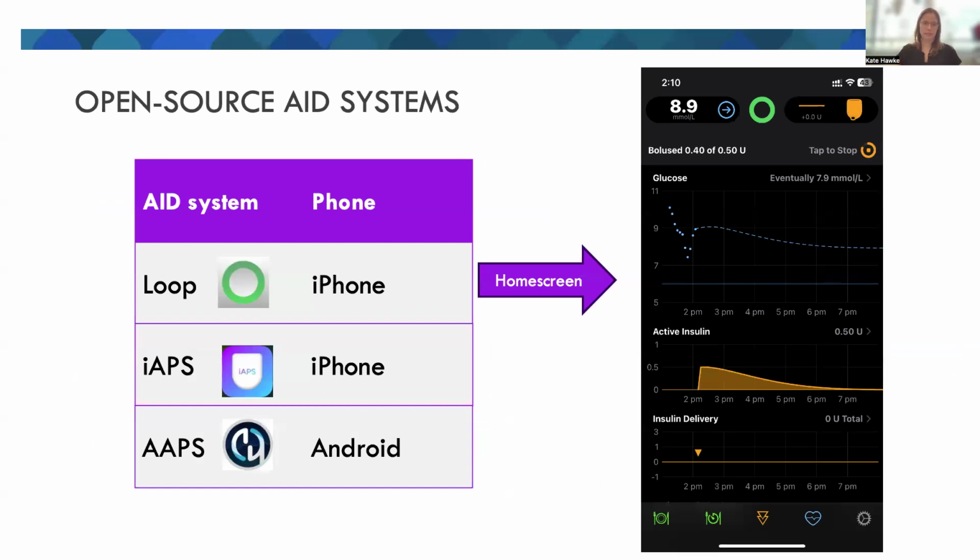Coming to the open source AID systems, there's really three that we see in common usage, those being Loop, iAPS, and AAPS. So each is a different app which could be used. Loop is run on an iPhone, and this is a screenshot of how the home screen appears. The user has this Loop app on their iPhone, and that's serving as the controller of everything that their pump is doing, basal rates, boluses, etc. So the user is interacting with this interface on their iPhone to deliver their insulin boluses, etc.